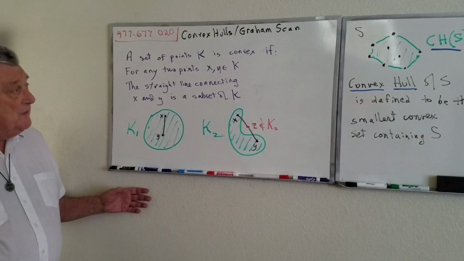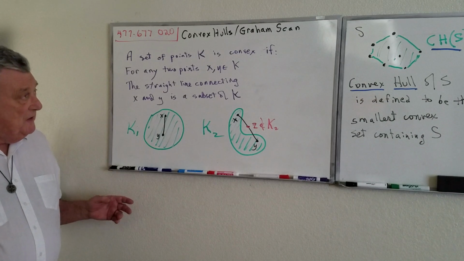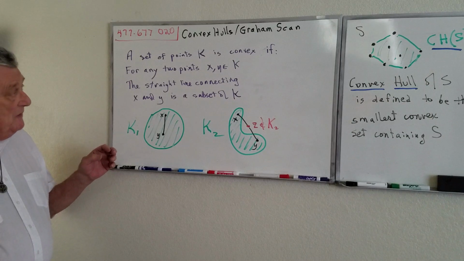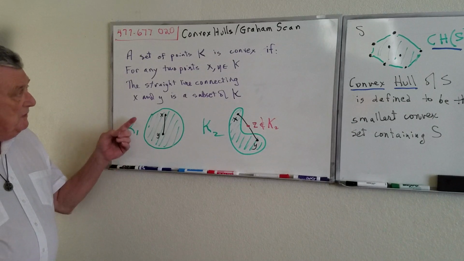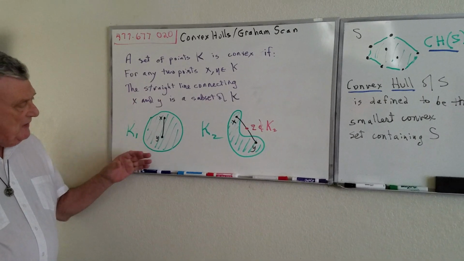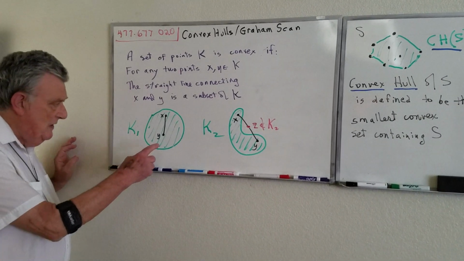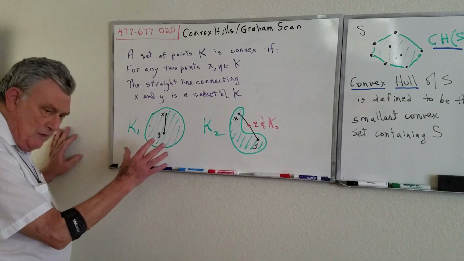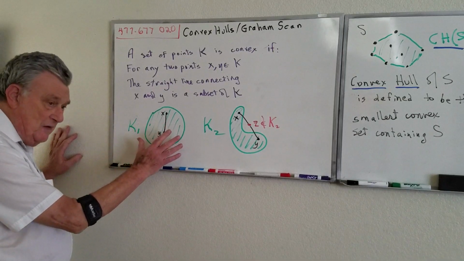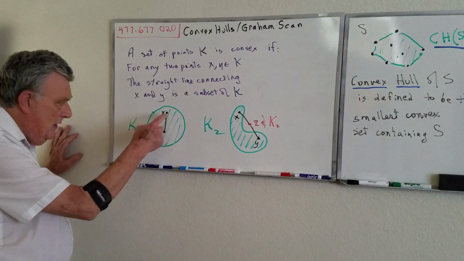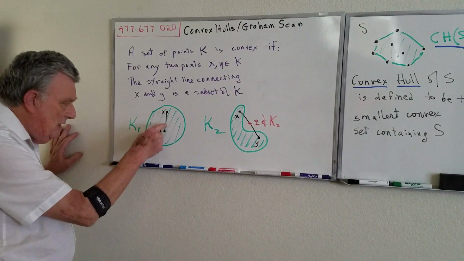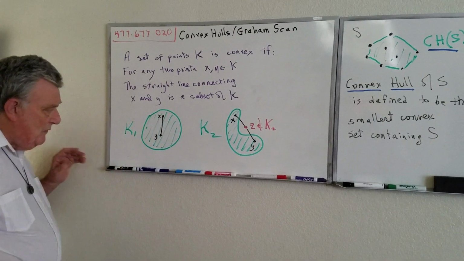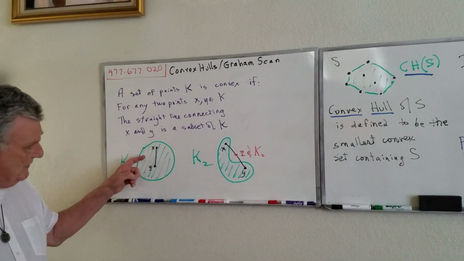Talk about convex hulls, and there's an algorithm for finding them, which is called Graham scan. A set of points is convex, and usually we're talking about a set in a metric space, and usually it's the plane. It means that if you take any 2 points in the set and draw a straight line between them, that line has to be entirely in the set.